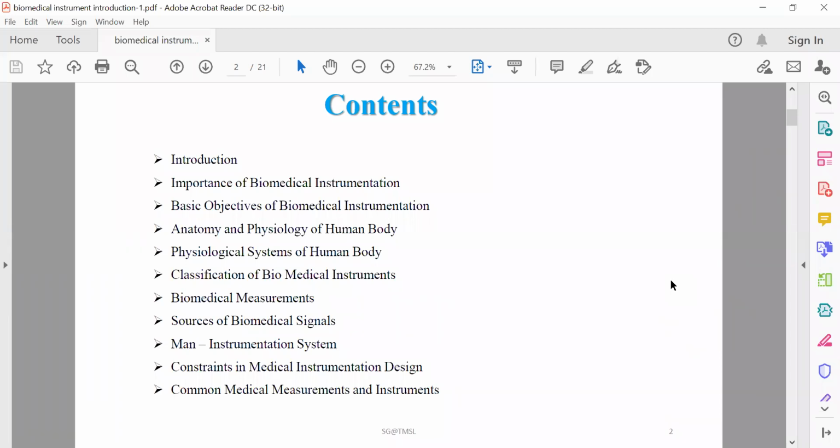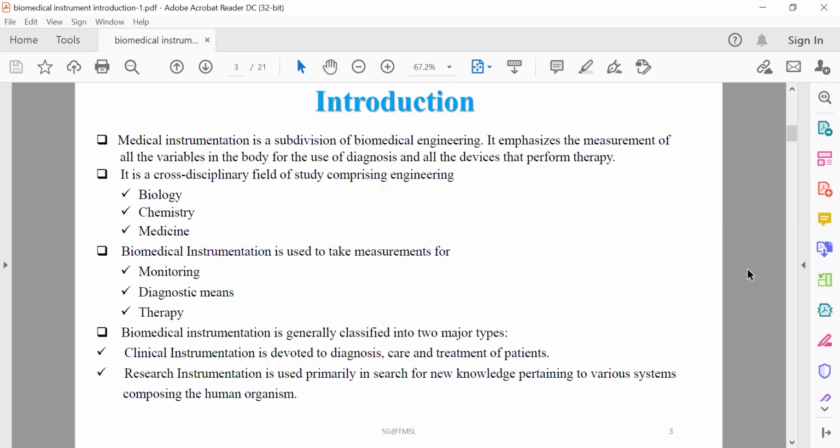Then the last will be the common medical measurements and instrumentation, the instruments that are used to perform the function to measure some parameters. So basically medical instrumentation is a subdivision of biomedical engineering, and it emphasizes the measurement of all the variables in the body for the use of diagnosis and all the devices that perform therapy.